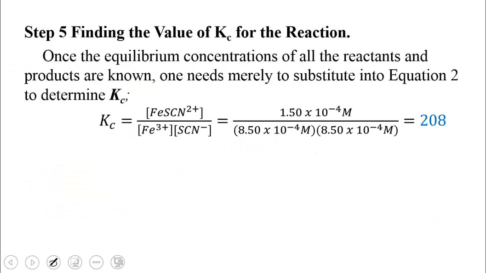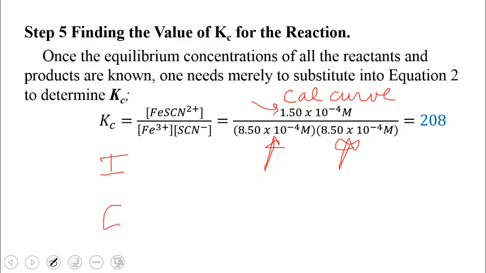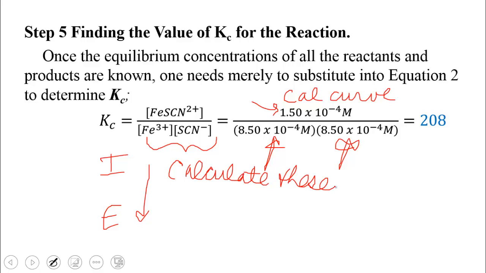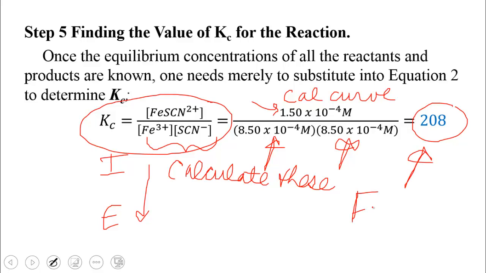Now all we have to do is plug them in. We got this directly from the calibration curve. We got these from looking at what was the initial concentration, and now what is the equilibrium concentration. So we had to calculate these. Now, in plugging those in then, this is the equilibrium expression. By plugging our molarities in, we get 208. And again, this is fake.